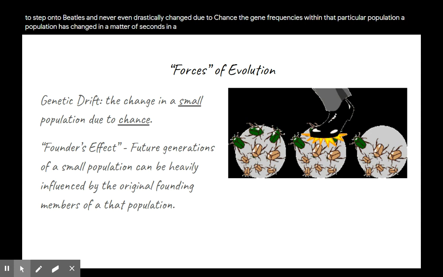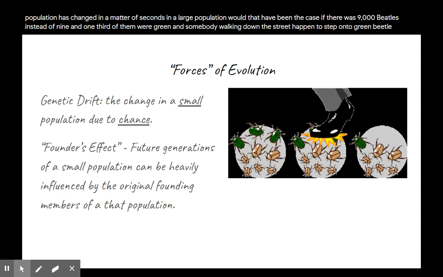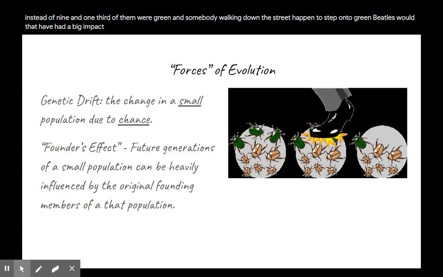In a large population, would that have been the case? If there was 9,000 beetles instead of 9, and 1/3 of them were green, and somebody walking down the street happened to step on 2 green beetles, would that have had a big impact or change on that population? Well, no. But small populations can have big fluctuations just based on chance.